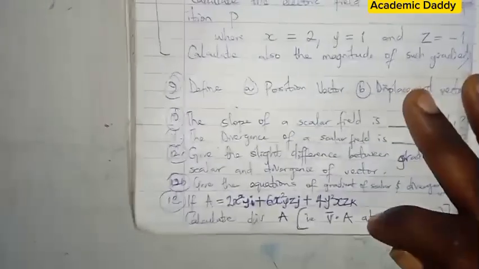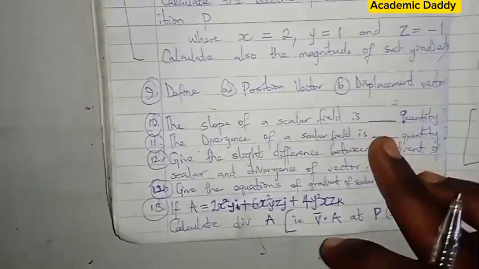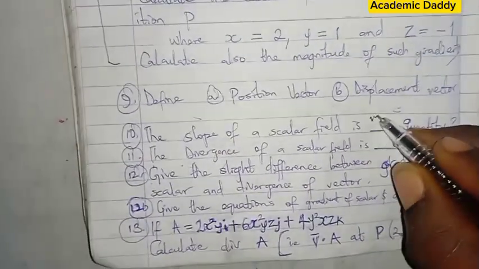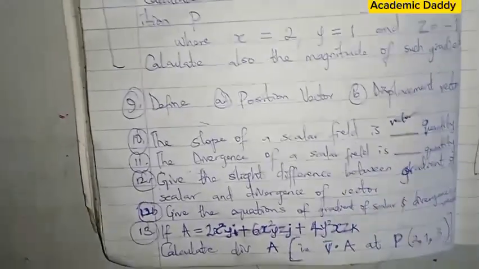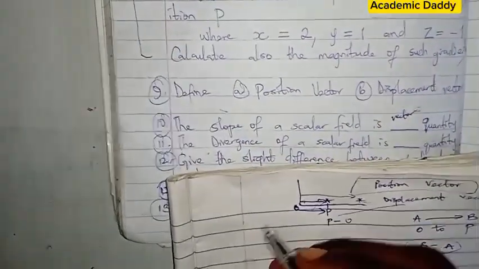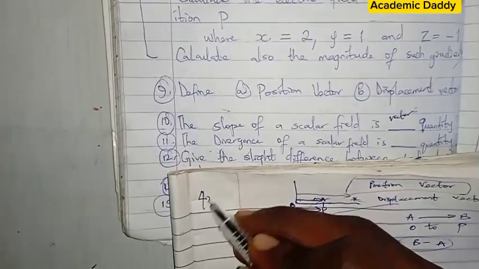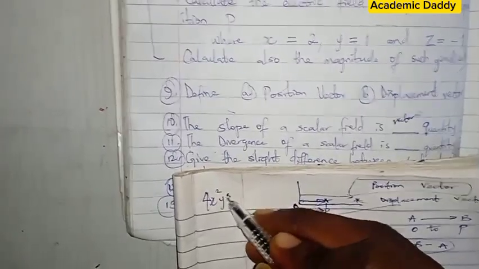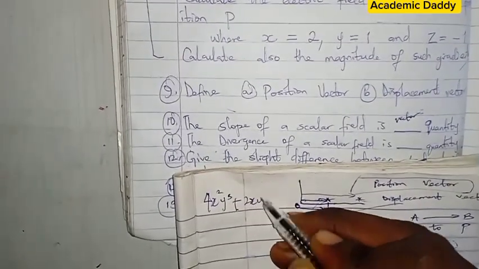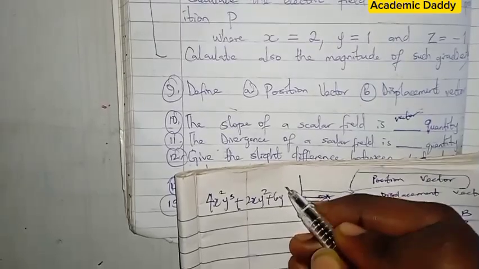Alright, so with that said, no time to waste. The slope of a scalar field is a dash, a vector quantity. Reason being that anytime you see the slope of a scalar field, the questions always come like maybe 4x square y cube plus 2xy square plus 6yz.